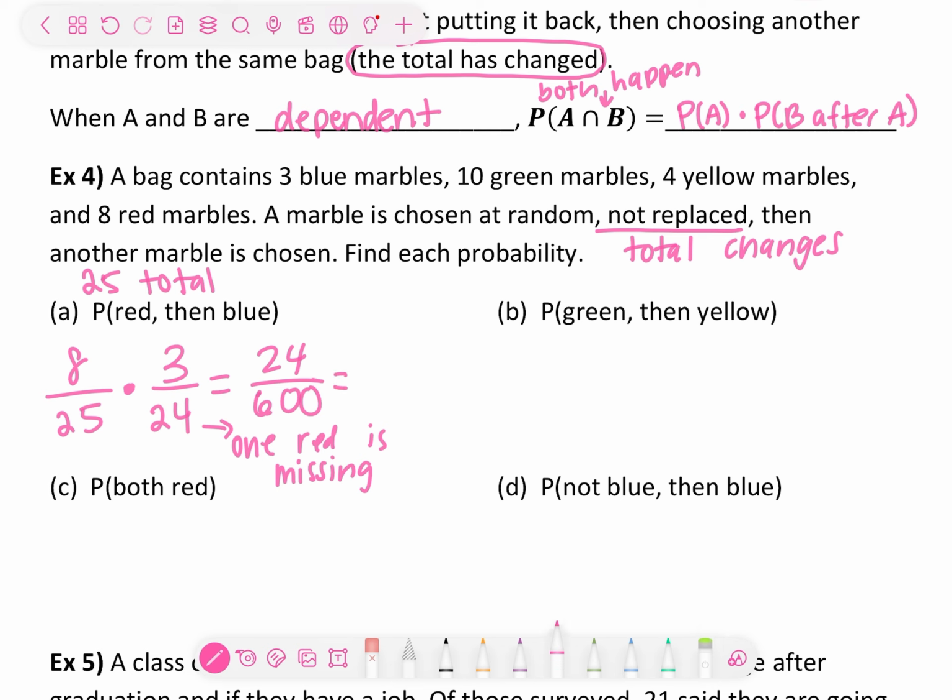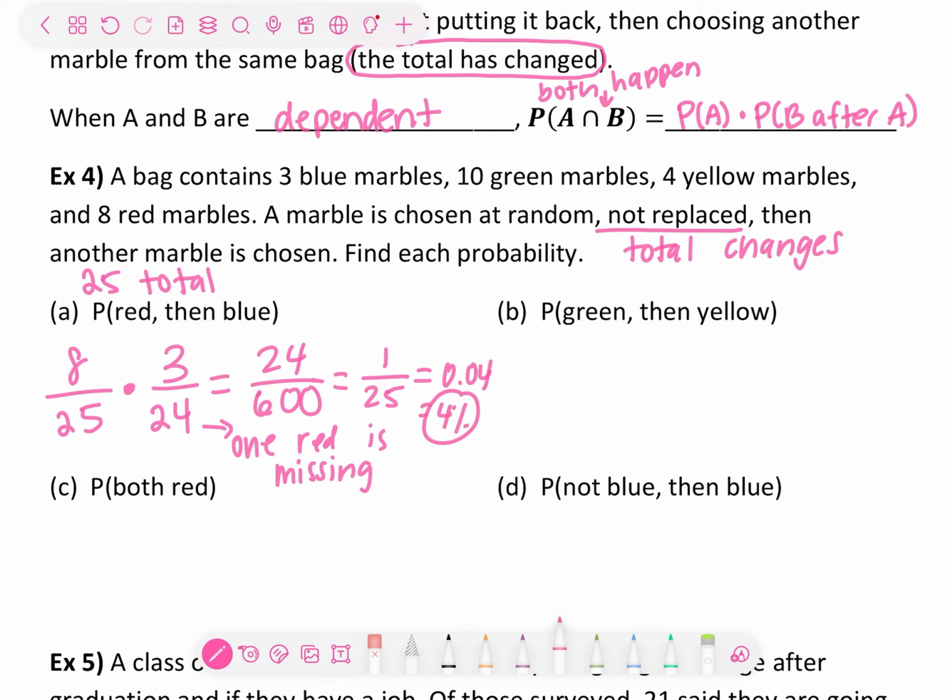24 over 600. To simplify that, 24 over 600 is going to be 1 over 25, which as a decimal, 1 divided by 25 is 0.04. So about 4%. About 4% chance of getting a red and then a blue. Not very likely.